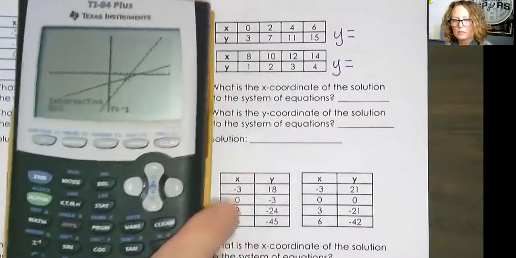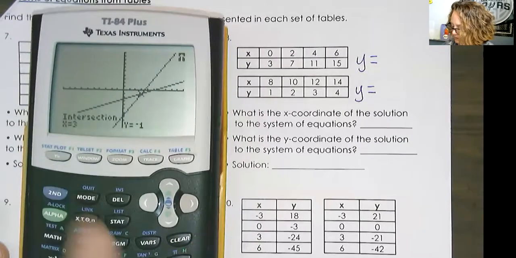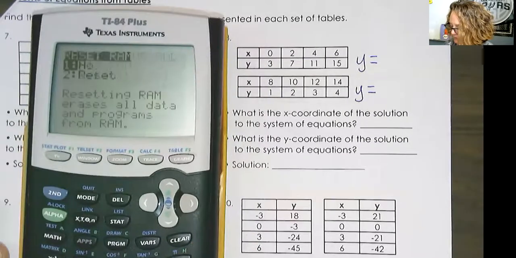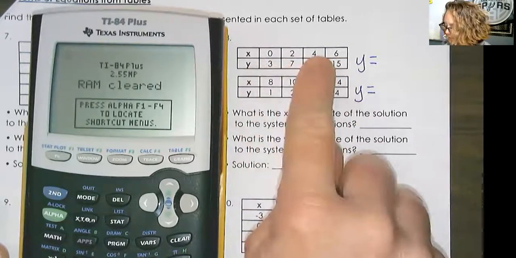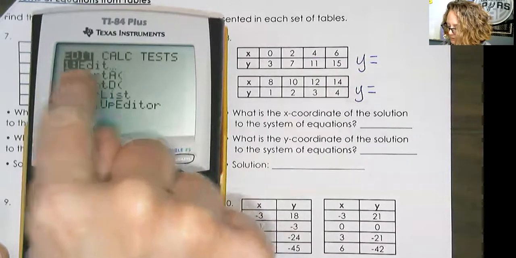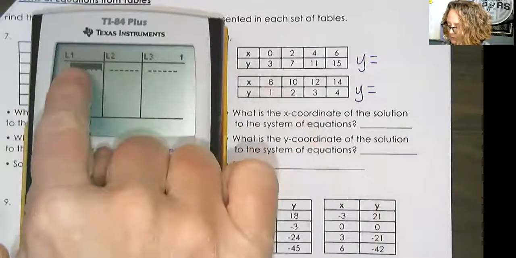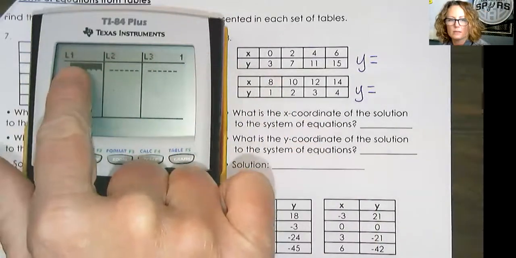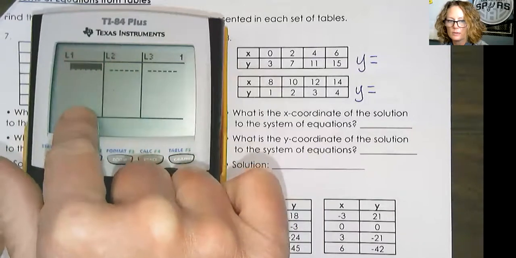The first thing I'm going to do is clear my calculator, which is second plus 7, 1, 2. To put in this table, you're going to hit the stat button, and you want edit. And then they give you these columns. So L1 is going to be all of our X values, and the L2 are going to be all of our Y values. So I'm going to put in all my X values first.